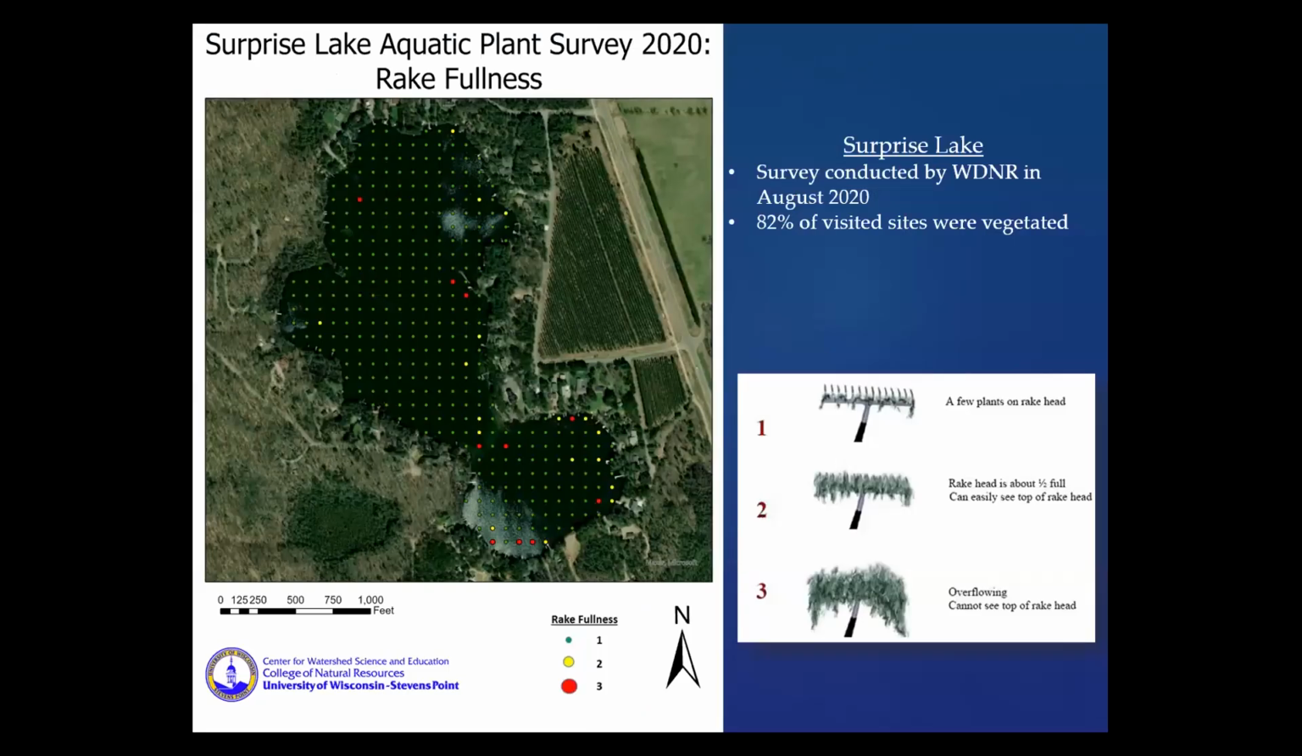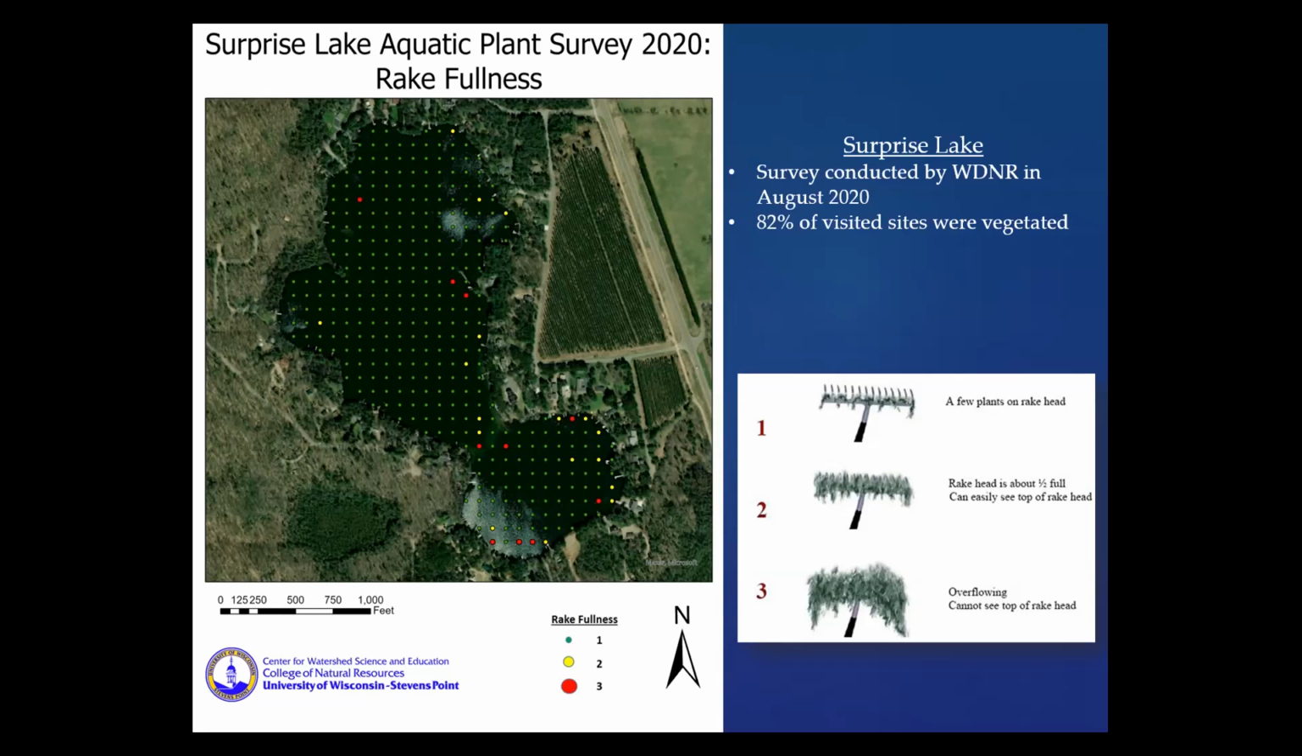Some of the results of this survey: this is a map of rake fullness. I talked about that rake we drop. It's a modified garden rake, essentially. If it's not long enough, we tie a rope on it to lower it down, and we scrape the bottom, grab the bottom and pull it up. Then we look at what's on that rake. So we inventory what species are on that rake and how much is on that rake. This map you're looking at here is the result of rake fullness.